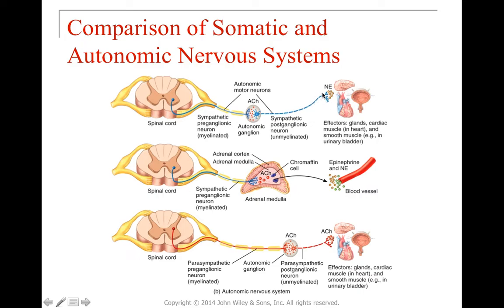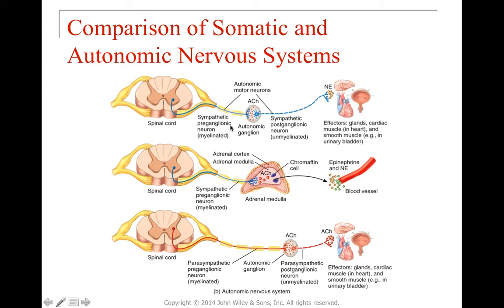In this case, it's going to be secreting norepinephrine. Now, norepinephrine and epinephrine you may also recognize as adrenaline. These are going to be uppers that are going to increase or upregulate particular body functions. The effectors of this norepinephrine are going to include things like the glands, your cardiac muscle, which is muscle in your heart, and smooth muscles, such as that found in the uterus and the urinary bladder.